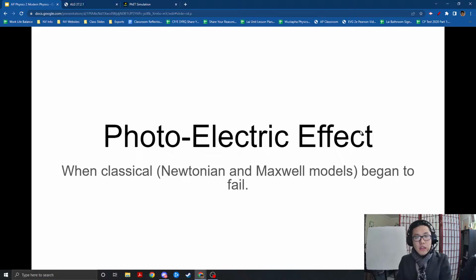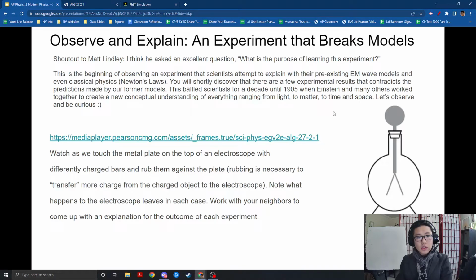So the first chapter that we're going to start with is known as the photoelectric effect. And the goal of this, and this is a shout out to Matt Lindley, he asked the question of what is the point of learning about this photoelectric experiment.